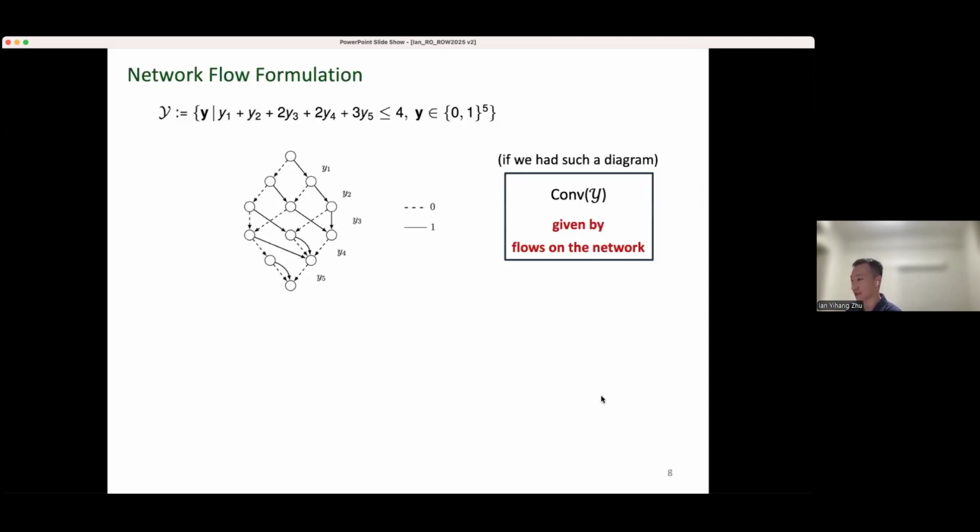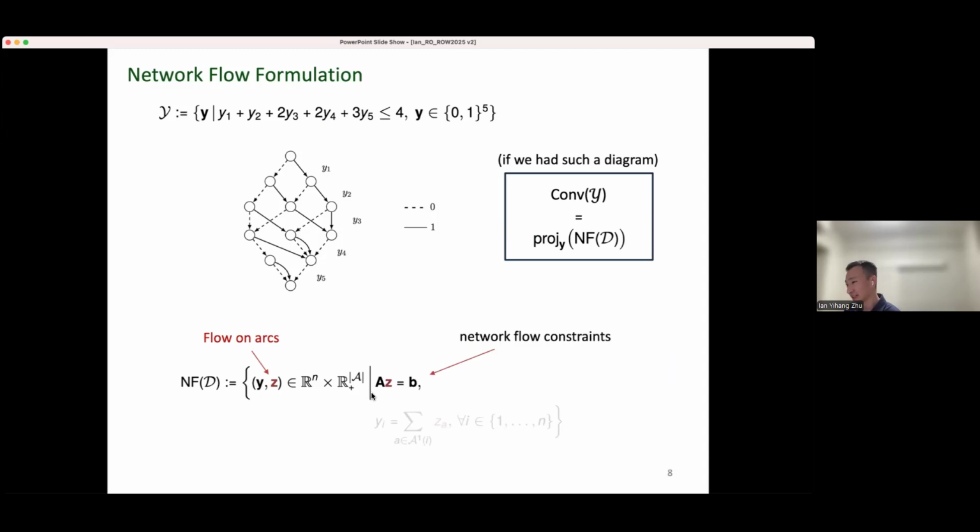Let me be a little more precise about what I mean. If I had this decision diagram, then I can define a set of variables z, which correspond to the flow on the arcs of this diagram. Then all I have to do is, for the z, define your standard network flow constraints, as well as relating the values of z to the values of y. Very specifically, the value of y is going to be equal to the amount of flow on the solid arcs of each layer.